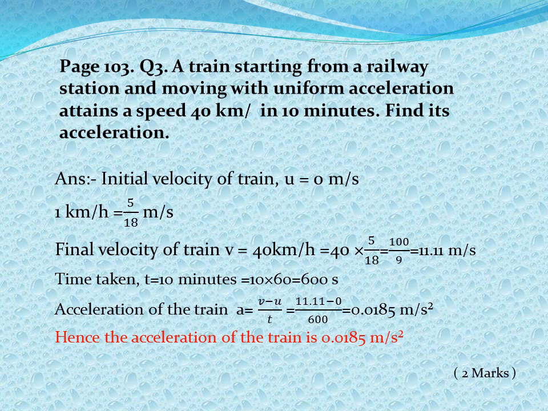Acceleration of the train, a, equals (v minus u) divided by t equals (11.11 minus 0) divided by 600 equals 0.0185 meter per second squared. Hence, the acceleration of the train is 0.0185 meter per second squared.